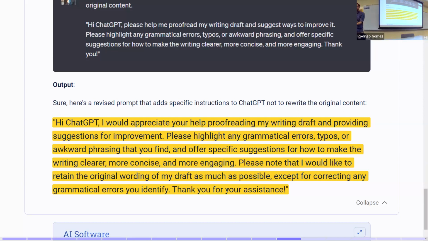I would appreciate, right? Your help proofreading my writing and draft, providing suggestions for improvement. Please highlight any grammatical errors, typos, or awkward phrasing that you find. Offer specific suggestions for how to make the writing clear, more concise, more engaging. Please note, I would like to retain the original wording of my draft as much as possible, except for correcting any grammatical errors you identify. Thank you for your assistance.